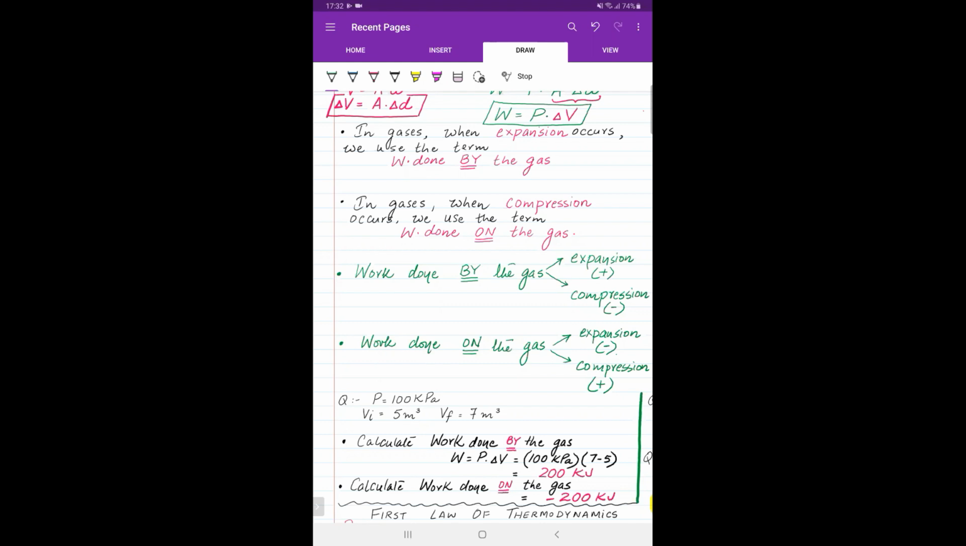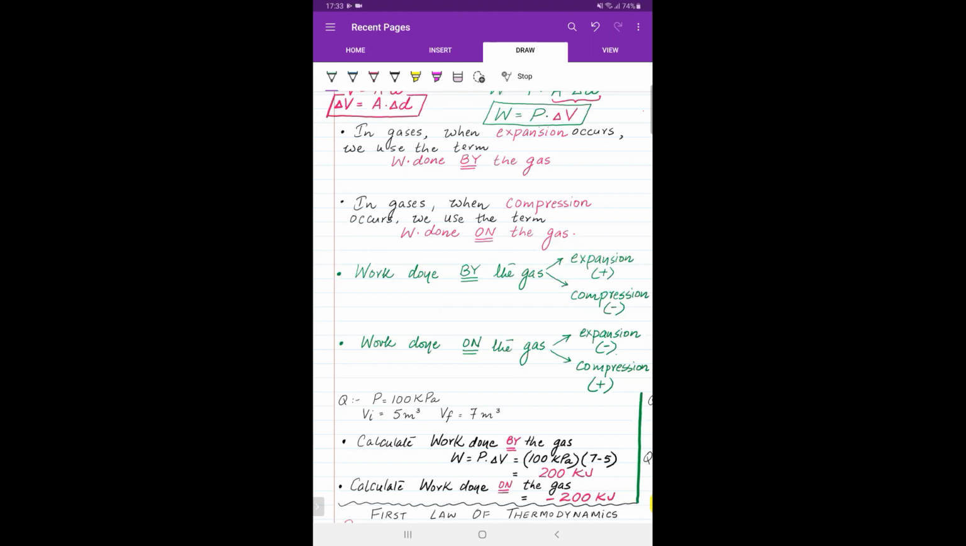Next was concept of work done in case of gases. So we recognize that the formula for work done is written in the form W is equal to P times delta V, or delta W is equal to P times delta V. P was the pressure, delta V was the change in volume. Then we further realized if volume increases, so if the gas undergoes expansion, then ideally we would want to make use of the term work is done by the gas. And likewise, if the volume reduces, so the gas undergoes compression, then we would like to mention the term work is done on the gas.